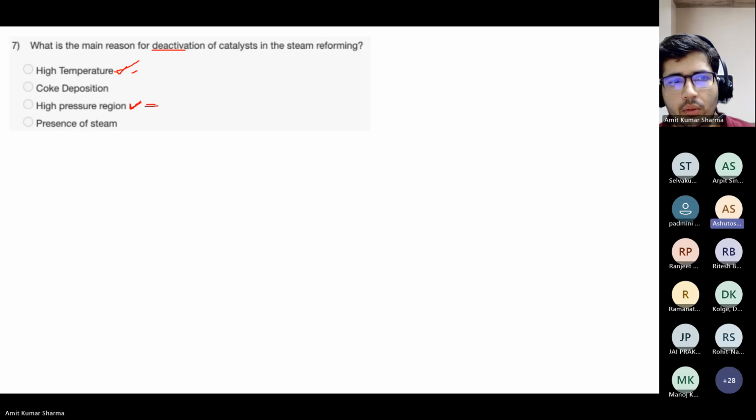Deactivation, high pressure. If you have high pressure regions, the pressure is not a limiting or driving factor for coke deposition, mostly in steam reforming, because steam reforming is more favorable at lower pressures. But still, if you have high pressure, then it's okay, but it is not a reason for the deactivation.